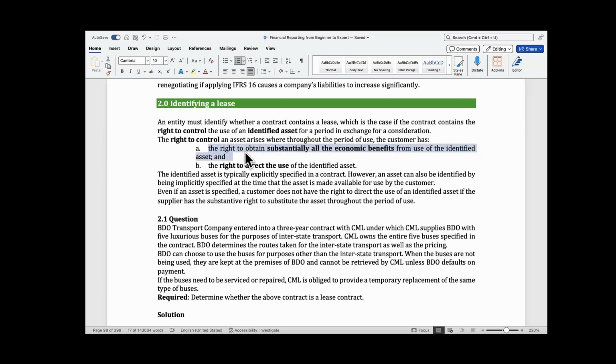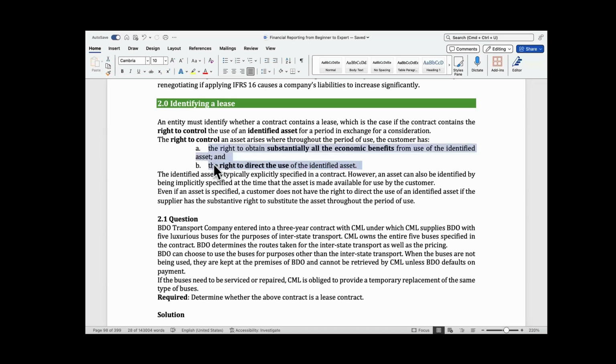And secondly, the right to direct the use of the asset, the lessee must have the ability to direct the use of that asset. When I say direct the use, it means he must be the one making decisions on what he wants to use the asset to do, how he wants to use it, how he wants to price it. He has to be the one making those decisions, not the lessor, the lessee. These two must exist before we can say we have a lease.